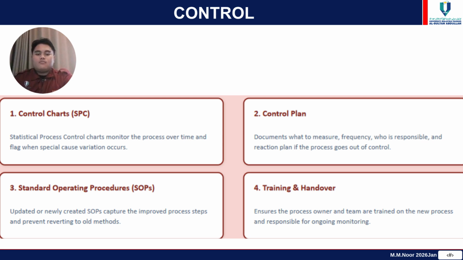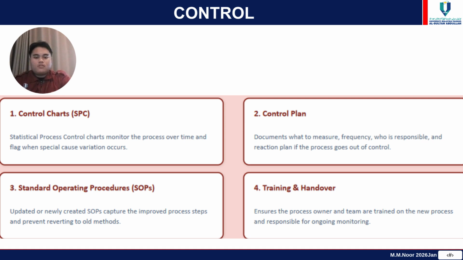To guarantee the improvements we make actually stick, we deploy 4 fundamental pillars in the control phase. First one is control charts. This gives us continuous real-time monitoring over the process, immediately flagging any special cause variation. Next, control plan, a vital document detailing what to measure, how often to check it, who holds the responsibility, and the exact reaction plan if things go off track.